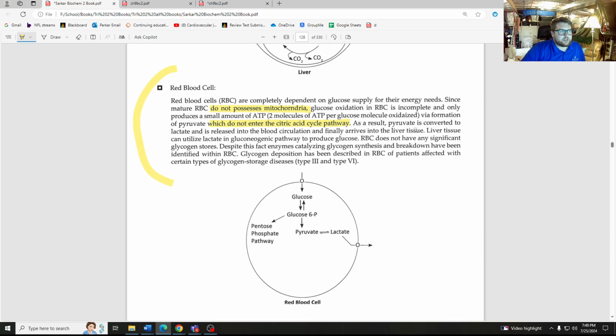and finally arrives in the liver tissue. Liver tissue can utilize the lactate in the gluconeogenic pathway to produce glucose. Red blood cells do not have any significant glycogen stores. Despite this fact, enzymes catalyzing glycogen synthesis and breakdown have been identified within red blood cells. Glycogen deposition has been described in red blood cells of patients affected with certain types of glycogen storage diseases.